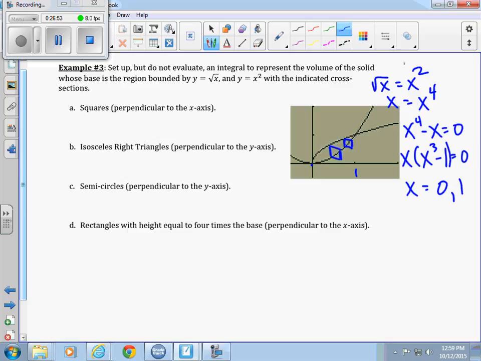Everyone agree? So I can get this base, I'm just going to call it B for right now, would be, what's the top curve? Square root of x. What's the bottom curve? So that distance is the base of those squares. Does everyone agree?